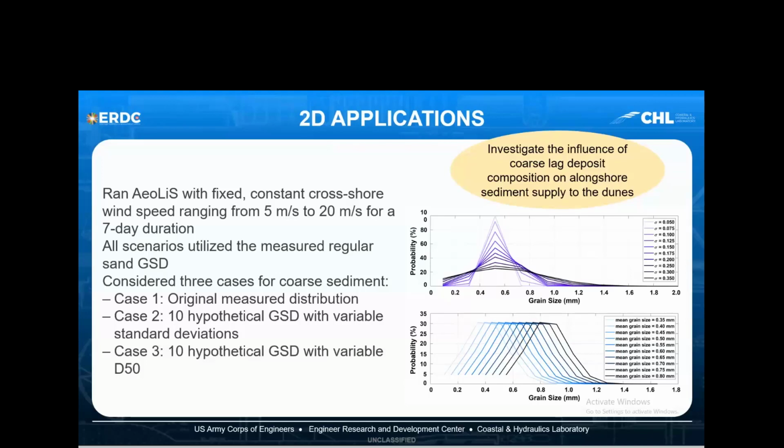And then we also created 10 that had a varying D50, so we kept the overall shape of the distribution the same, but simply shifted it so that we were effectively increasing just the D50 and also the distribution to include just larger grain sizes, and that can be seen down here in the bottom right. This one ranged from a D50 of 0.35 millimeters, really close to the fine sand, all the way up to 0.8 millimeters.